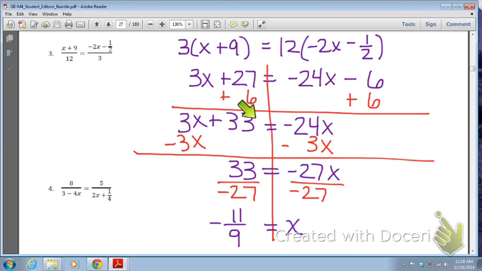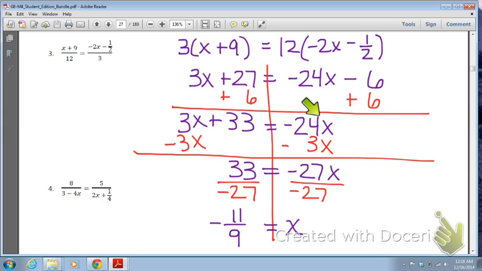3x plus 33 is equal to negative 24x. This, of course, became 0 over here. Then I needed to get this x term away from here and over to here. So I subtracted 3x from both sides. And 3x minus 3x is 0 here, plus 33. And then over here I've got negative 24 and negative 3x. So this is negative 24 minus 3, which is negative 27x.